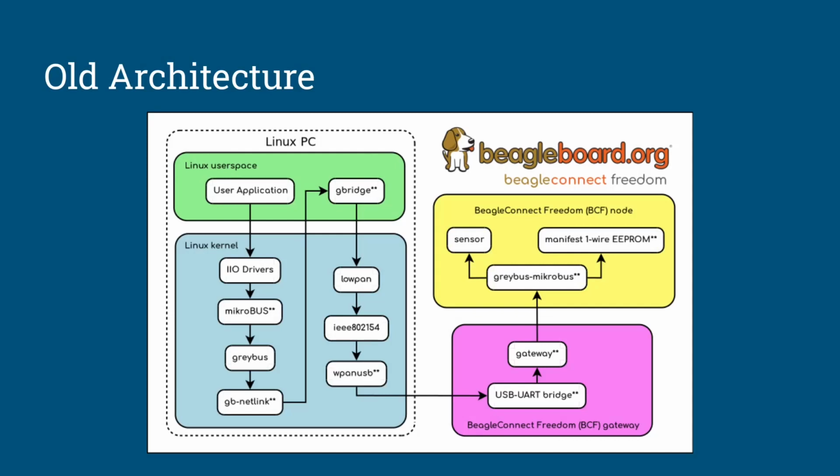This is the diagram of the old architecture of Beagle Connect. Here, GBridge, a user space program, serves as SVC and performs the AP Bridge role. As you can see, this setup was quite complicated and had a lot of moving parts.